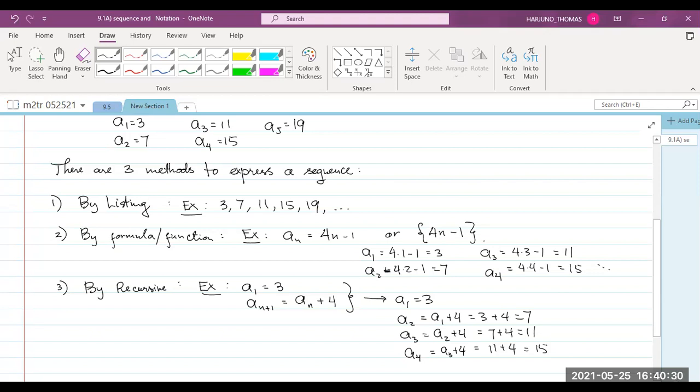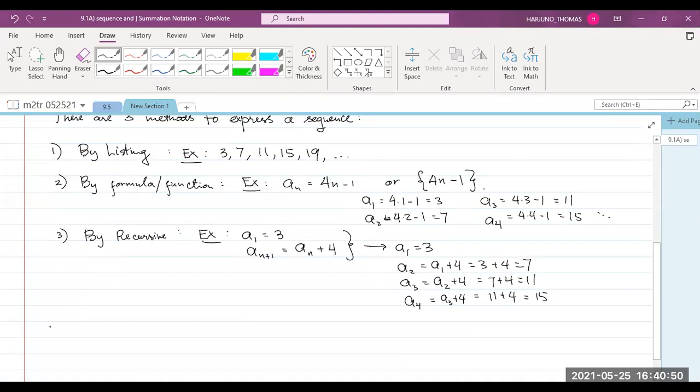Now, for the first couple questions in our textbook, what we need to do is only to list the sequence from a formula or from a recursive definition. Okay, so for example, if we take a look at number 3 in our textbook, it says find the first 4 terms and the eighth.